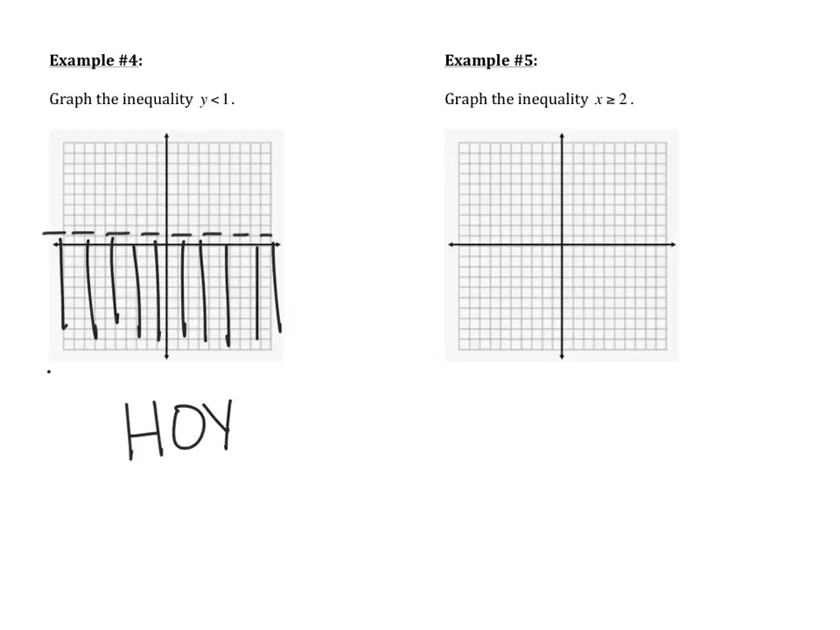Now moving on to example number 5, I have graph the inequality x is greater than or equal to 2. So again, HOY and VUX. This would be a VUX equation since it is x equals, or x is greater than or equal to, but still it's x. So this time it's going to be a vertical line with an undefined slope. So I'm going to go to where x equals 2 and draw my vertical line.